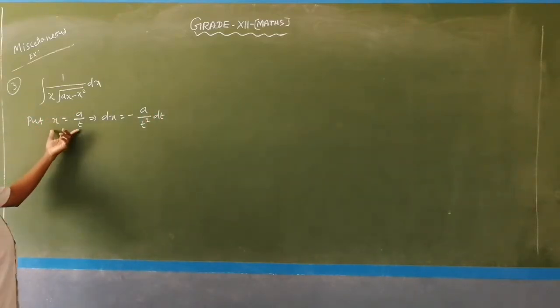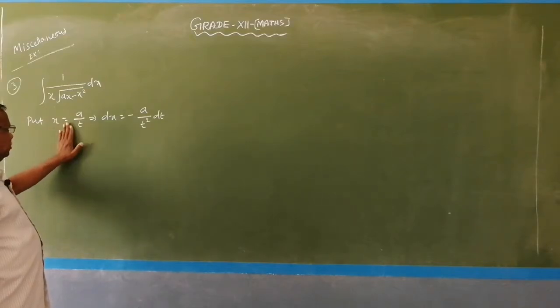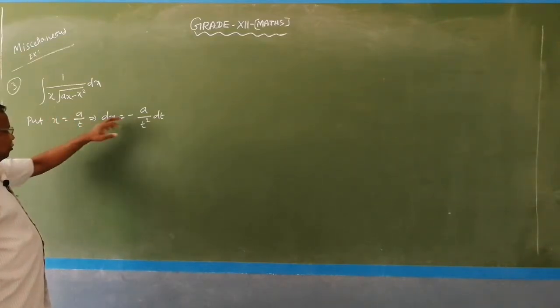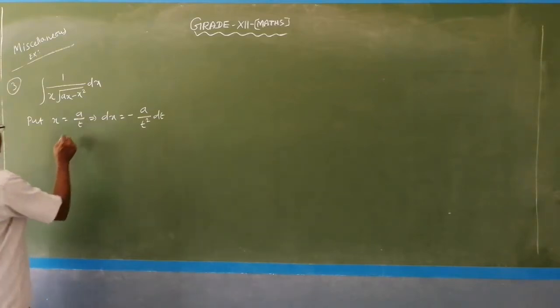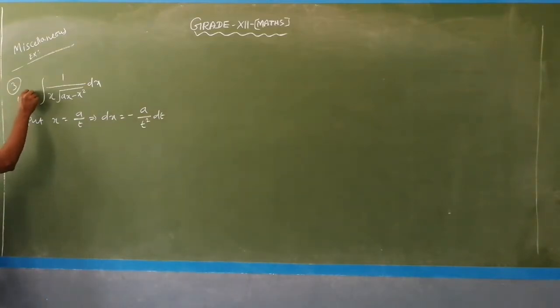Now, substituting x equal to a by t, differentiate on either side. Here dx by dt equal to a into 1 by t, which means minus 1 by t square. So it is minus a by t square into dt. Now assume this as I.